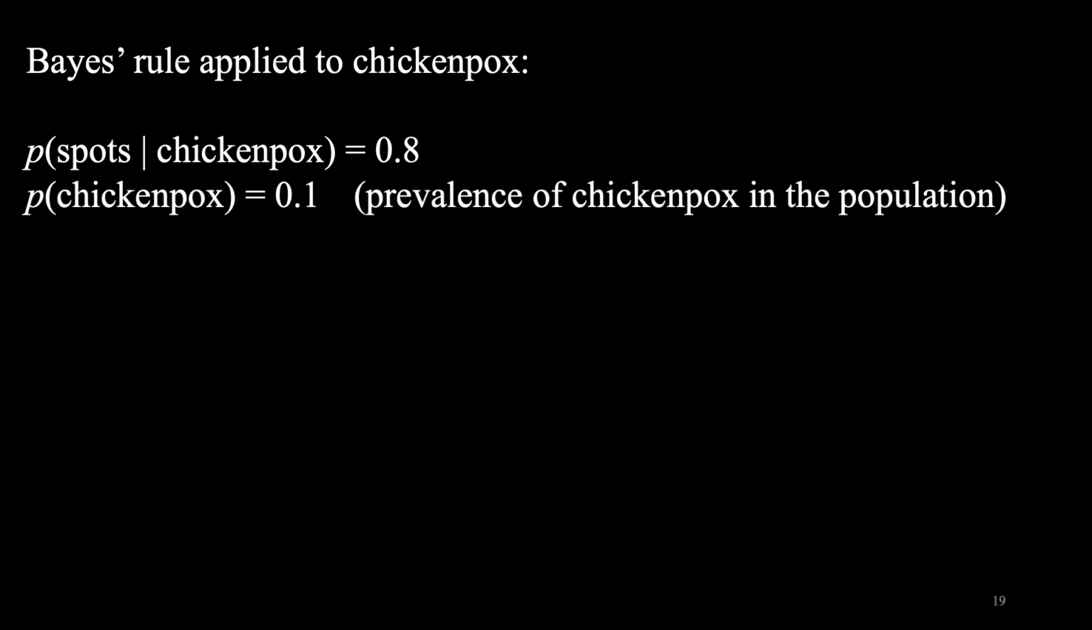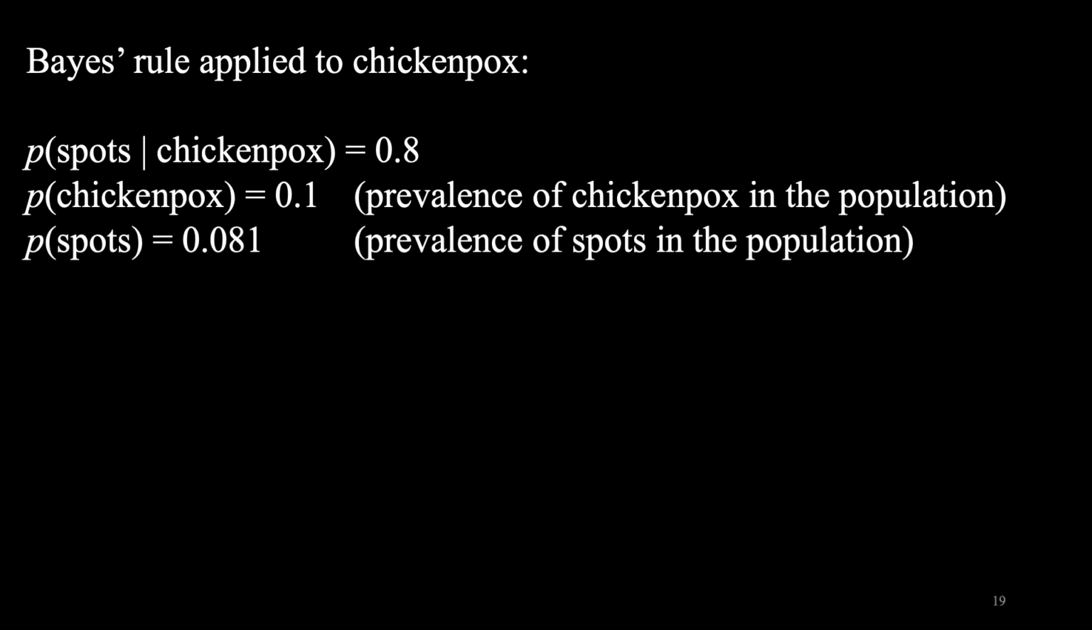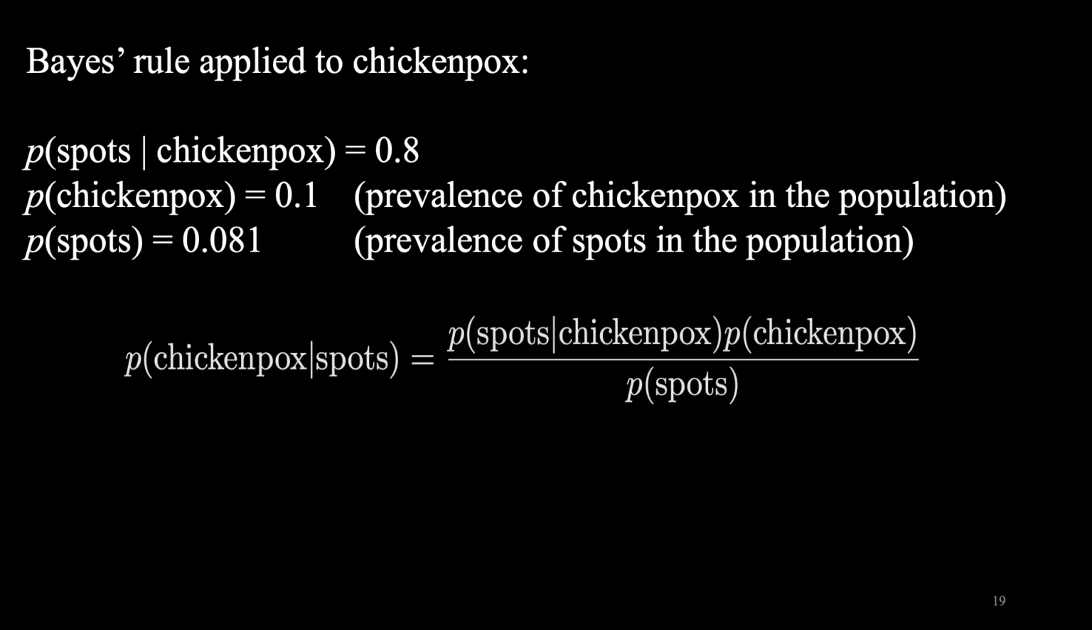Next, let's use Bayes' rule to find the probability that you have chickenpox. We know the probability of spots given chickenpox is 0.8, and that the prevalence of chickenpox in the population is 0.1. As before, the prevalence of spots in the population is 0.081. Putting all these together, Bayes' rule provides the probability of chickenpox given spots as 0.99 or 99%.